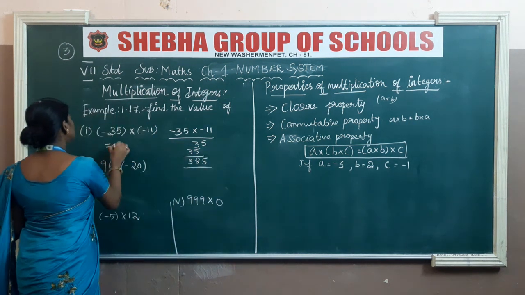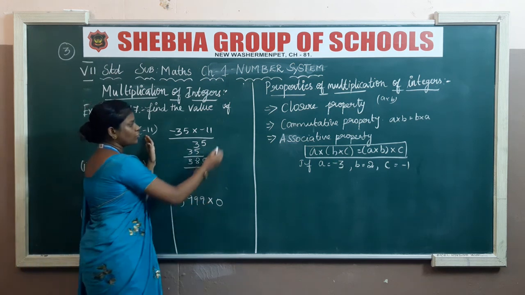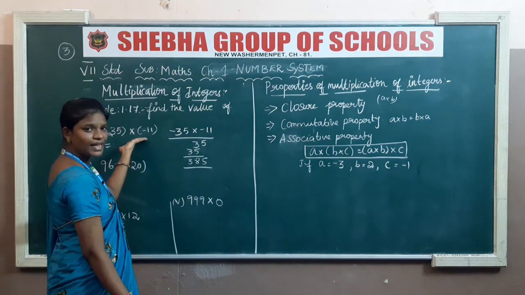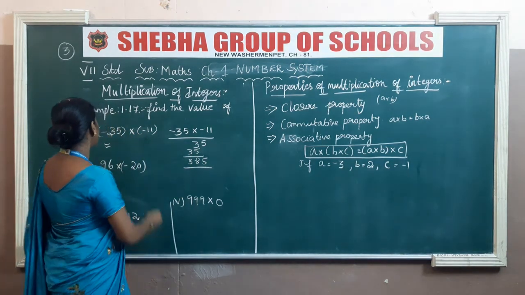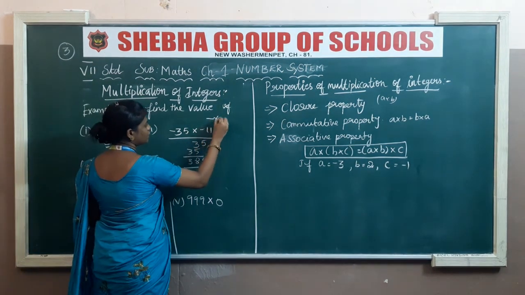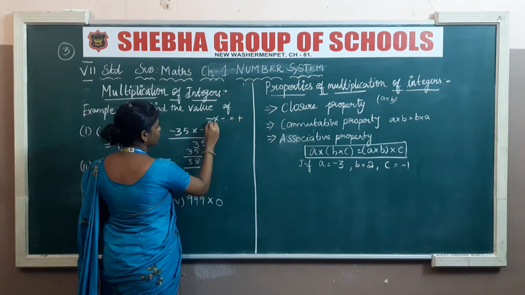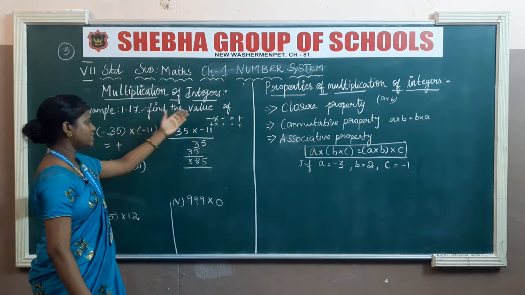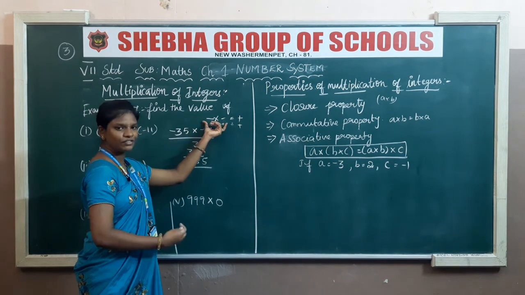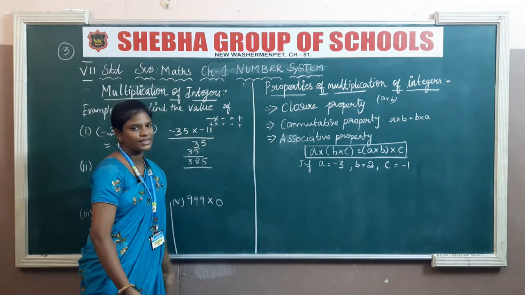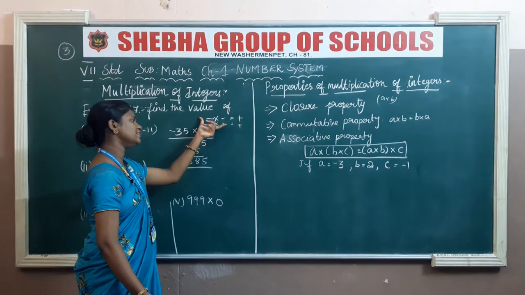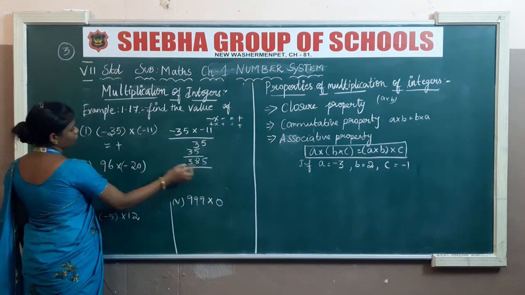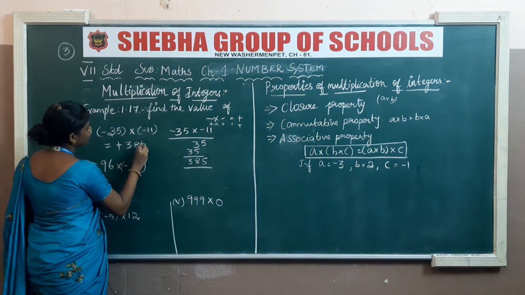Then we have to move to minus into minus. You already know that minus into minus, the same sign, gives a plus sign. Minus into minus should be plus. Plus into plus is obviously plus. If the signs are different, you have to put minus. When the signs are the same, we put plus. So the value is 385.